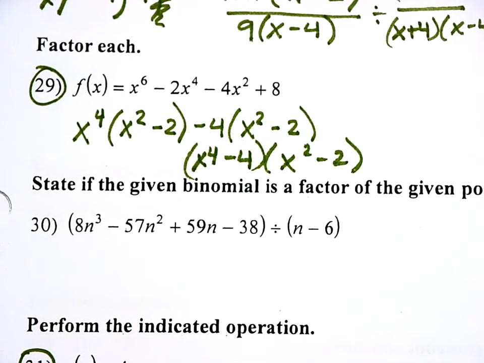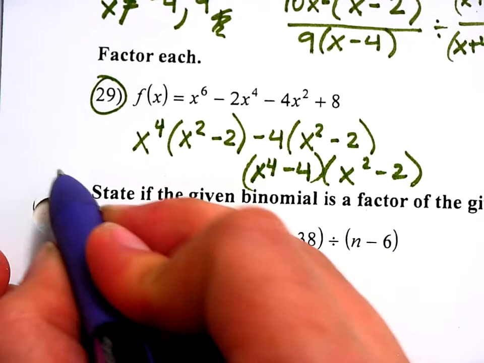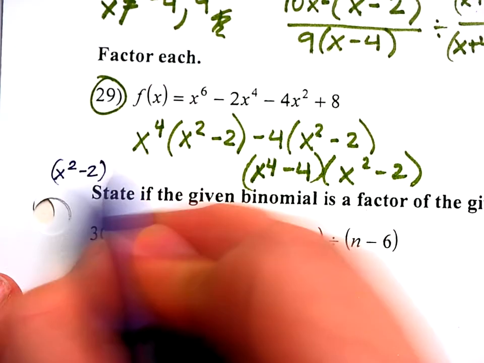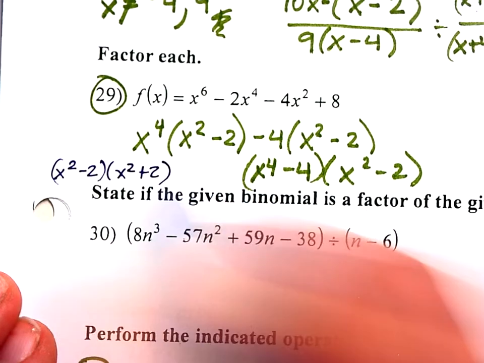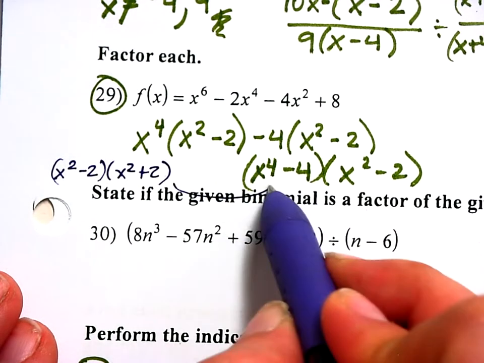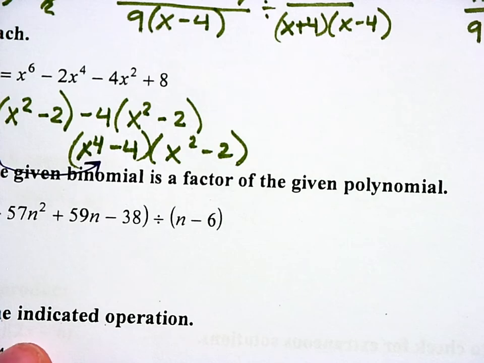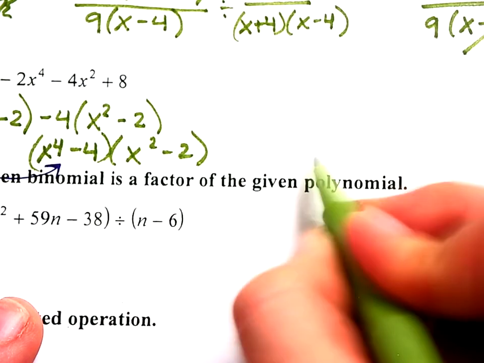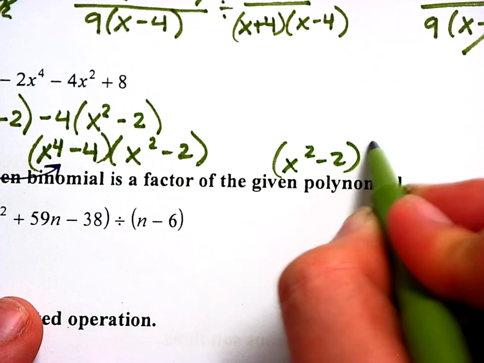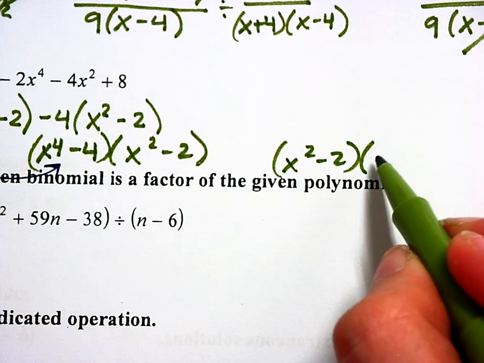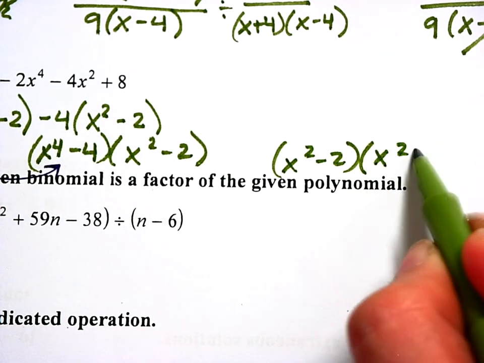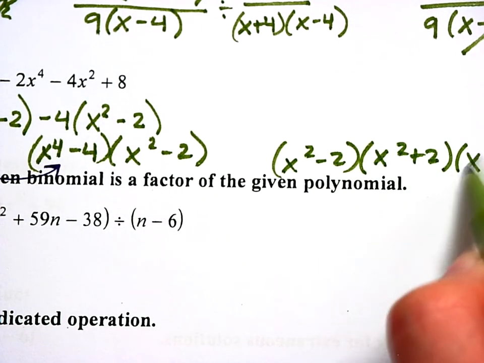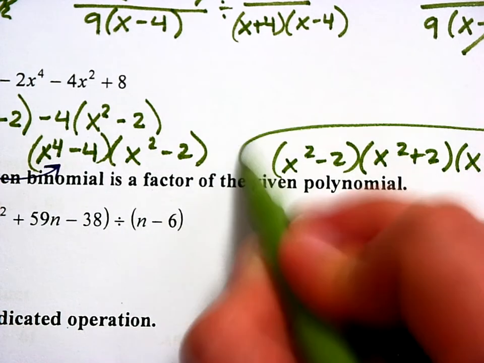I'll show you off to the side real quick what that would be. That would be x squared minus 2, x squared plus 2. So that's just for this one. And so we can write that all out as, we'll write this one first, x squared minus 2. And then our other one factored was x squared plus 2. And then another x squared minus 2. So that's completely factored right there.